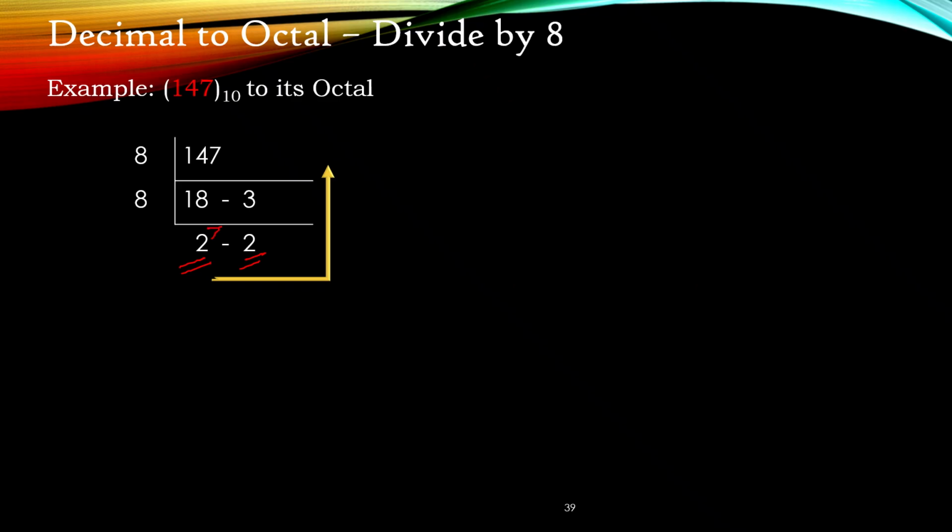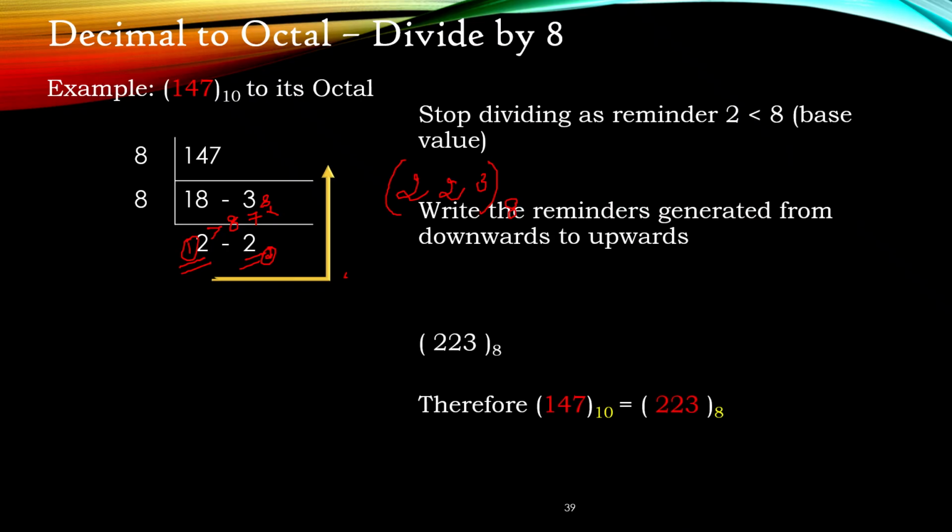Now we are going to check the condition. The condition is 2 is greater than 8. It becomes false. So I am going to stop the division and I'm going to take the number from downward to upward. So what is the first number? The first number is 2 and the second number is also 2 and the third number is 3, right? As I have converted it into an octal number, I'm going to write the base as 8. So 147, which is a decimal number, is equivalent to the octal number 223.